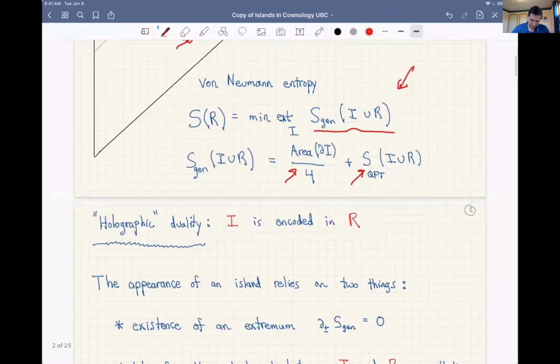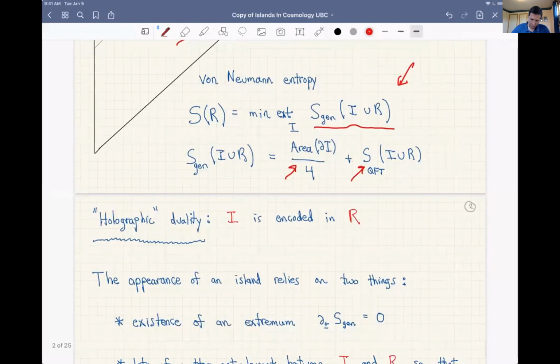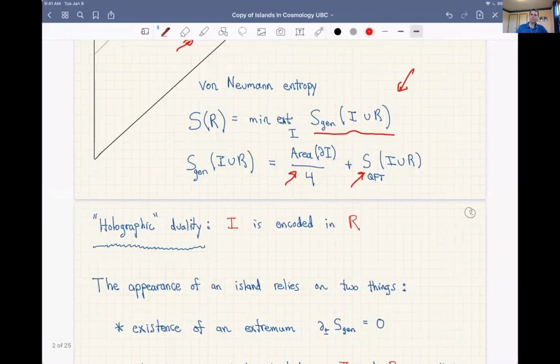A few comments I want to make about the black hole case. First of all, this isn't just a trick for calculating the entropy. Well, it's partly that. It's partly a formula for the entropy, but it's more than that because there's a proposal with quite a bit of evidence that when you have an island like this, not only does it contribute to the entropy, the whole region is encoded in the quantum state of the matter in region R.